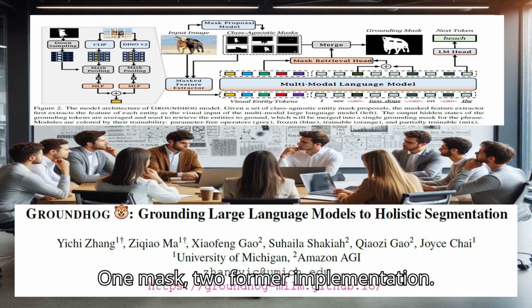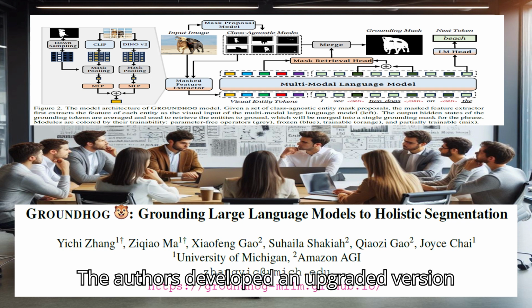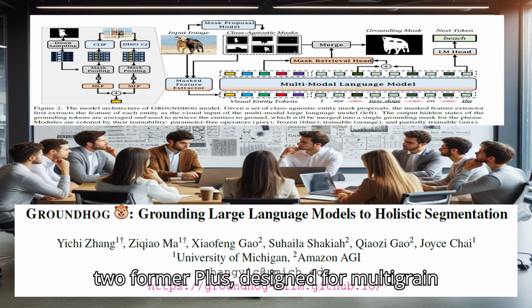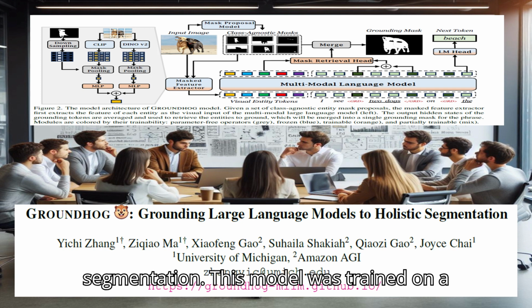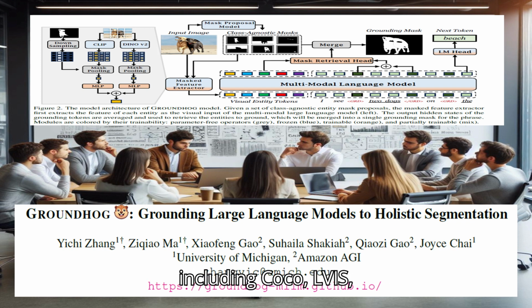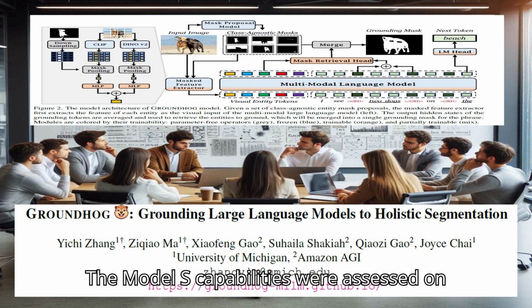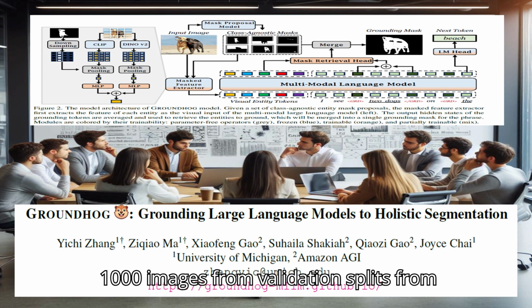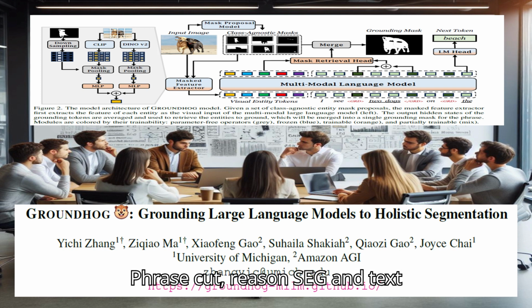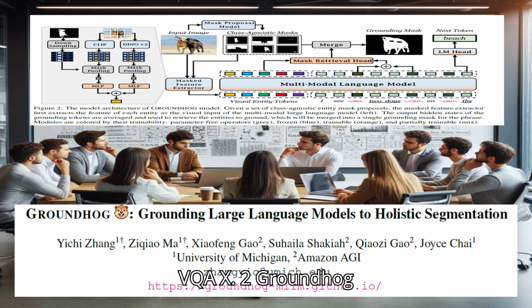1. Mask2Former Plus implementation. The authors developed an upgraded version of the Mask2Former model, named Mask2Former Plus, designed for multigrain segmentation. This model was trained on a diverse dataset created by merging annotations from various sources, including COCO, LVIS, Entity-v2, Pascal, PACO, MHP v2, and TextOCR. The model's capabilities were assessed on 1,000 images from validation splits of four grounding benchmarks: RefCOCO+, PhraseCut, ReasonSeg, and TextVQAX.